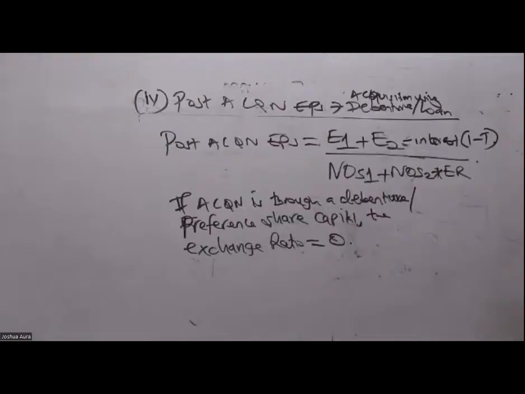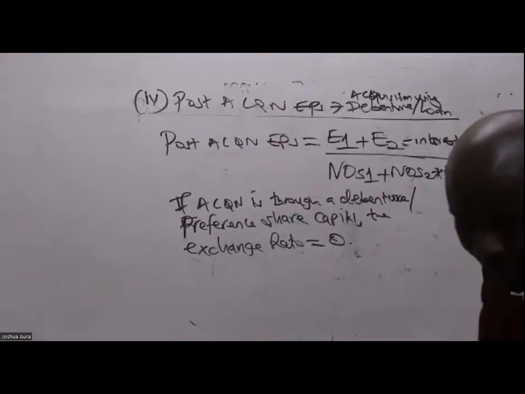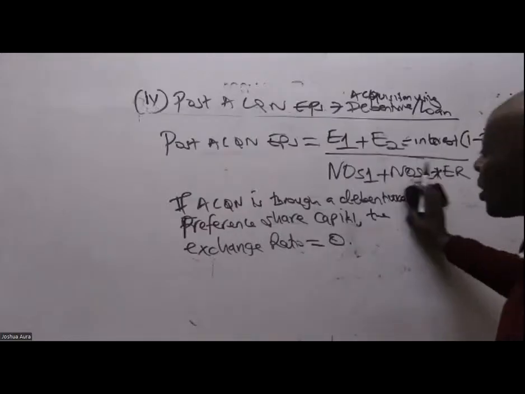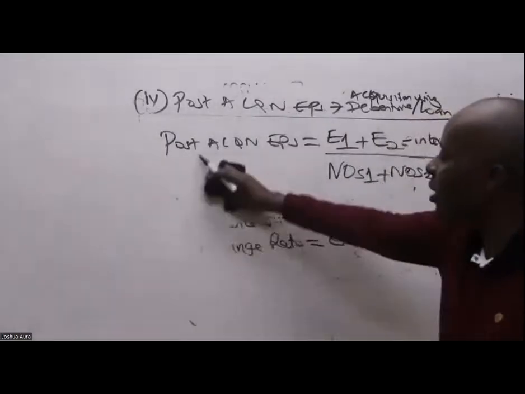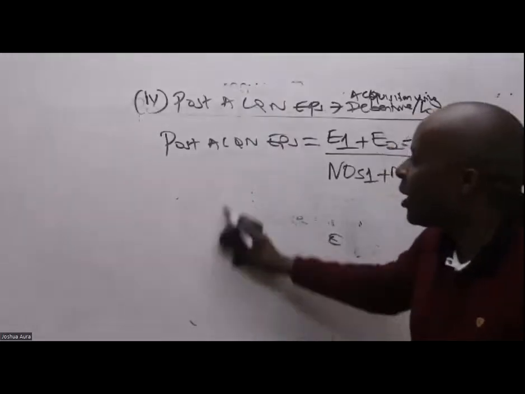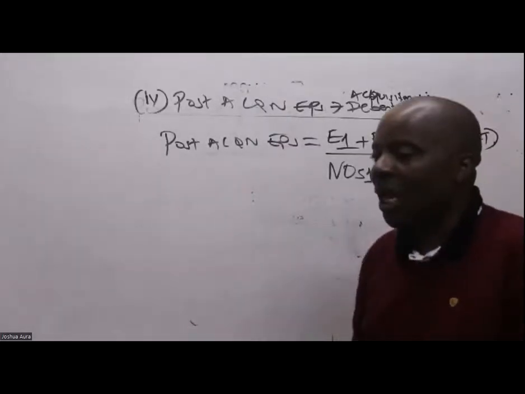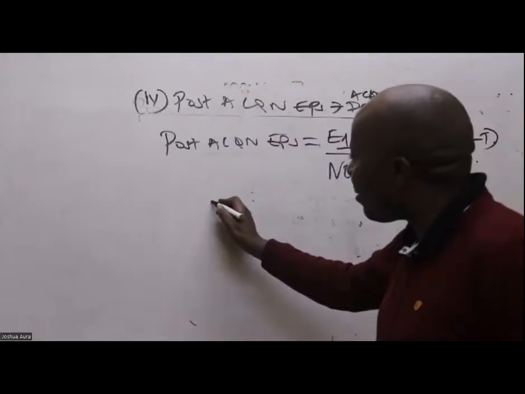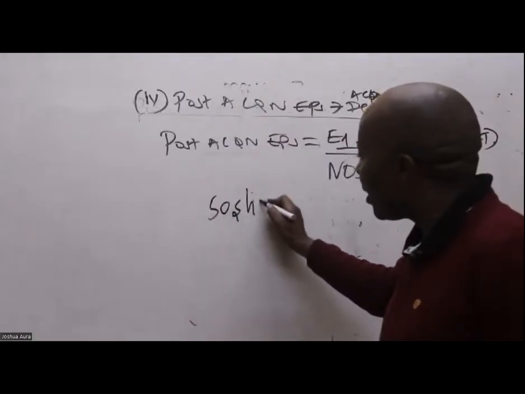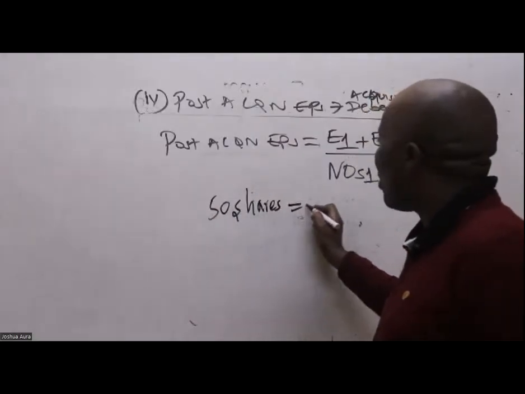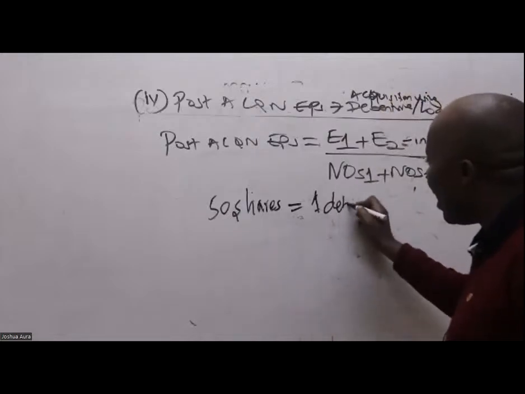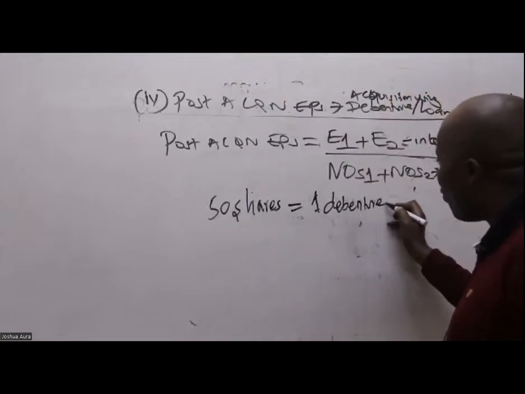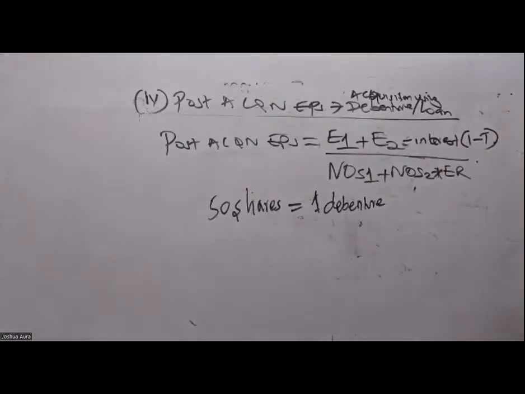Now, could you kindly tell me, what have they told us about the number of shares? How many shares will this target company give us? The target company will give us 50 shares for every one debenture we give them.